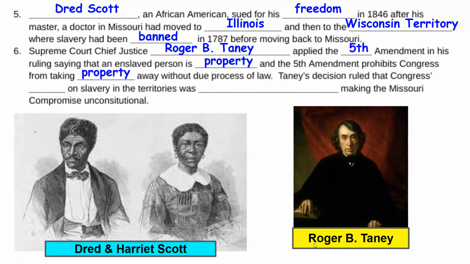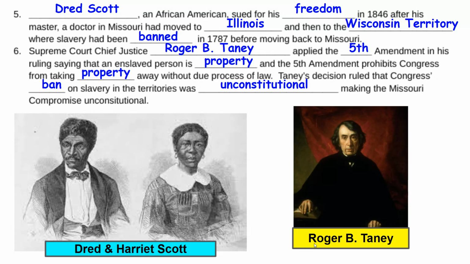And so in the case of Dred Scott and his wife Harriet, Taney basically is saying that they're property and they're not necessarily people. And to go along with this, Taney's decision basically said that the ban on slavery in the territories was unconstitutional, making the Missouri Compromise unconstitutional and pretty much throwing a wrench into the whole compromise system that we've been talking about.